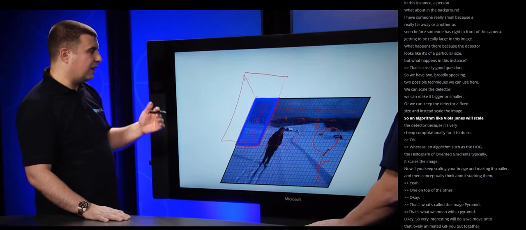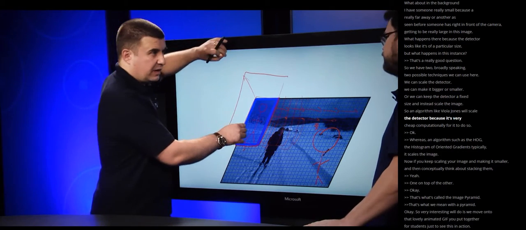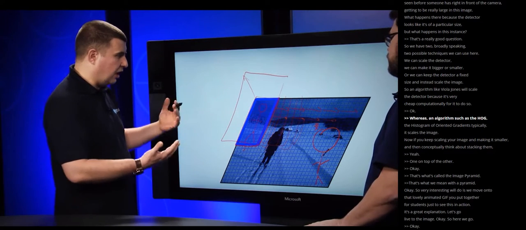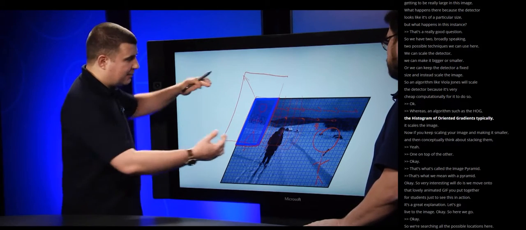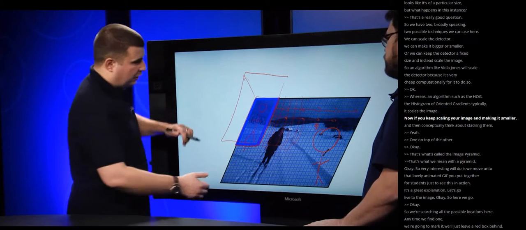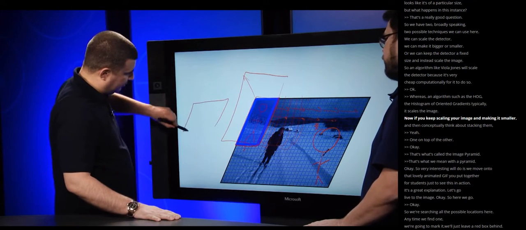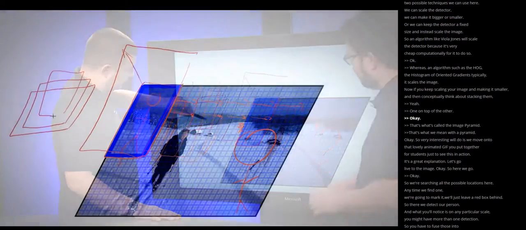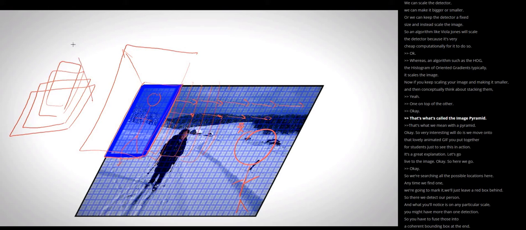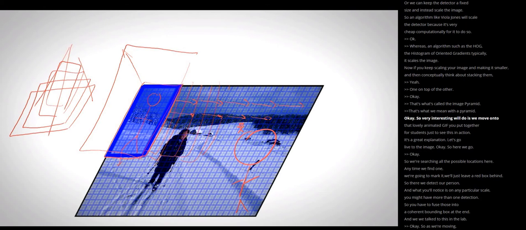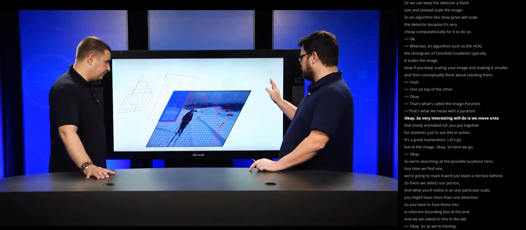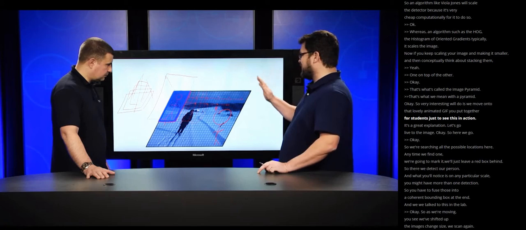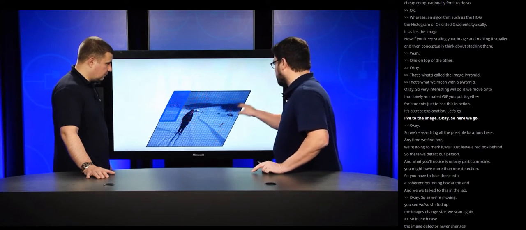An algorithm like Viola-Jones will scale the detector because it's very cheap computationally for it to do so. Whereas an algorithm such as HOG, the histogram of oriented gradients, typically scales the image. Now if you keep scaling your image and making it smaller, and then conceptually think about stacking them one on top of the other, that's what's called the image pyramid. That's what we mean by a pyramid. Very interesting. I think what we'll do is move on to that lovely animated GIF you put together for our students, just to see this in action.